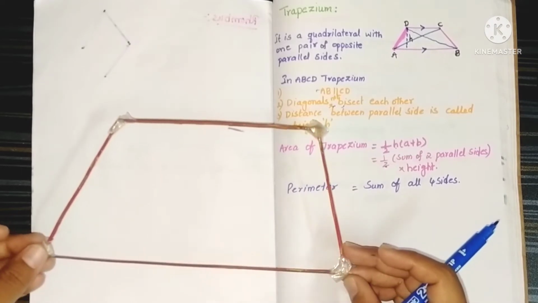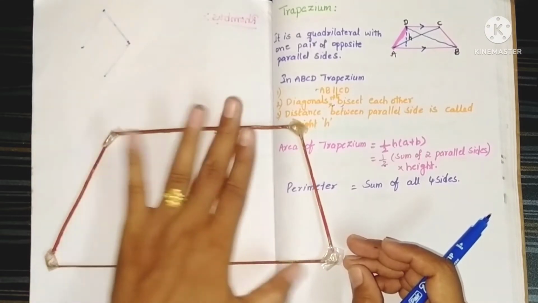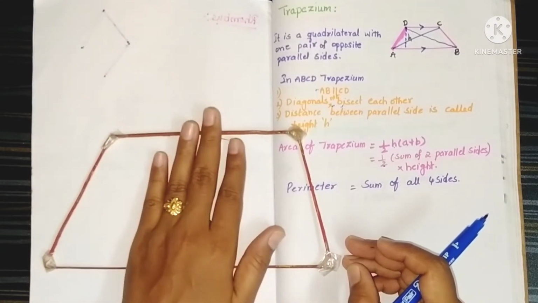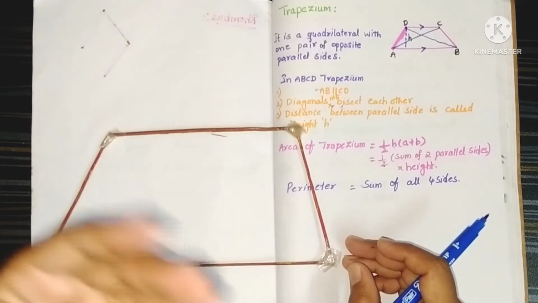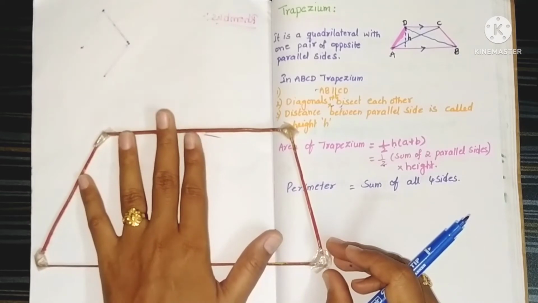So students, if anybody asks what a trapezium is, a trapezium is a quadrilateral with one pair of opposite parallel sides. And what about their diagonals? The diagonals do not bisect each other and they are not equal. Okay.